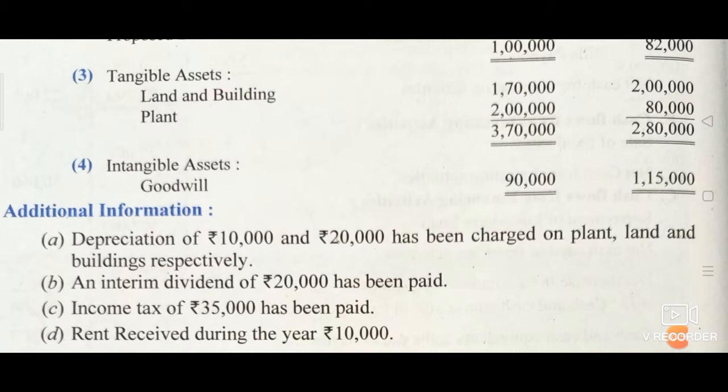Then this is the new point, rent received during the year rupees 10,000. Rent received during the year is non-operating income and this income is related to investing activities. So we have to deduct it as non-operating item in operating activities and we will include rent received in cash flows from investing activities. Okay, so now let's start solving the problem.